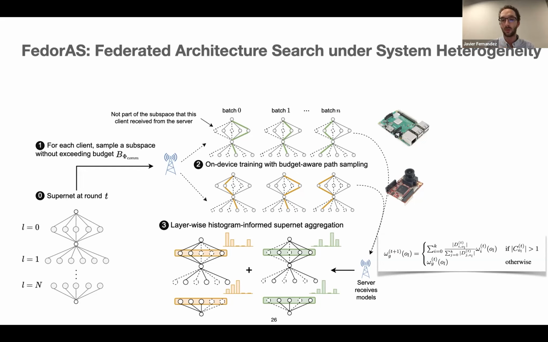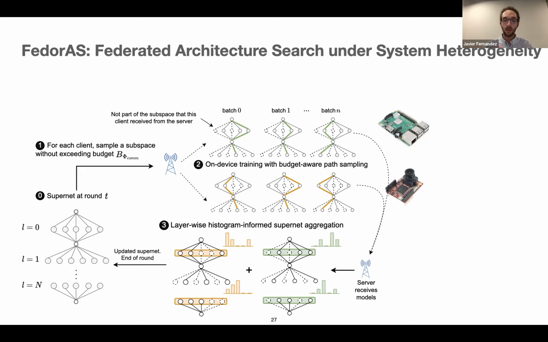So we might want to give more weight to that update than to another operator that might be sampled only once. And after aggregation, everything is used to update the global supernet that is still in the server, and the round ends, and we continue with the next round.